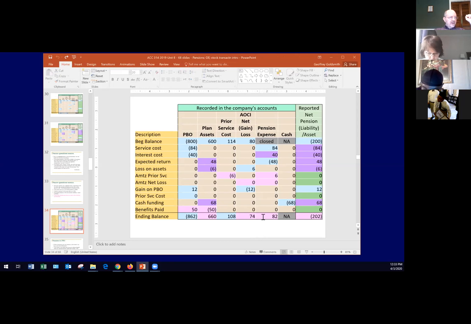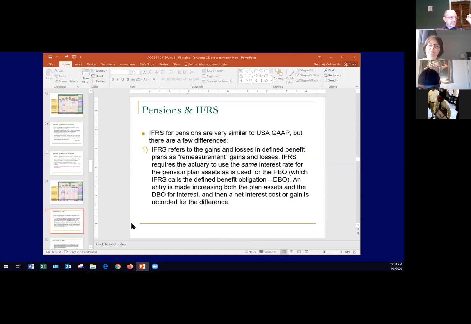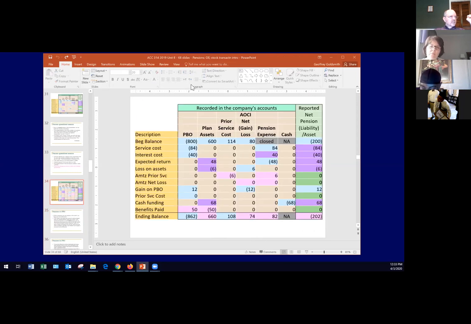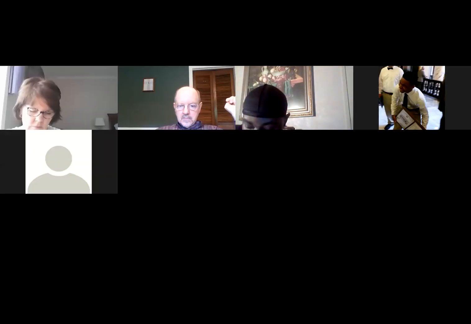Add up the numbers in the pension expense column, we get 82. Add across, or 862 minus 660 is 202, and add vertically to confirm it, and you come up with an ending net pension liability of $202 million. Questions, comments on that?